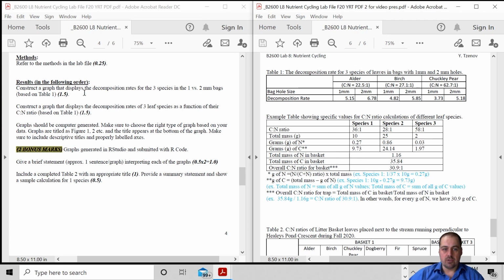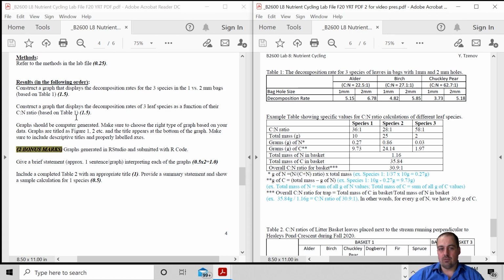So your first graph is going to be your decomposition rates for your three species in the 1 and 2 millimeter bags. So all of the information is here. You might have to rearrange it in whatever program you're using to plot it, but all the information is here. So I'm not going to specify which graph type you should use because I want you to actually think about it, and try to think about which graph type will show the trend in the most clear way. So decomposition rates from 1 to 2 millimeter bags.